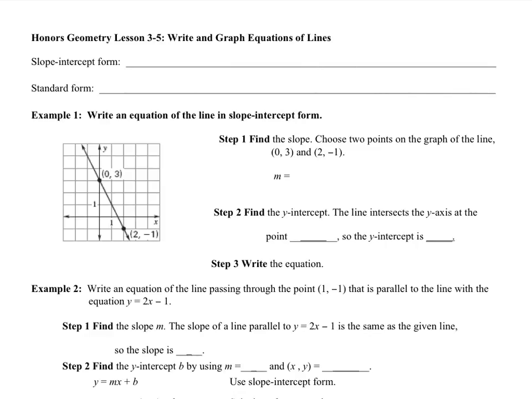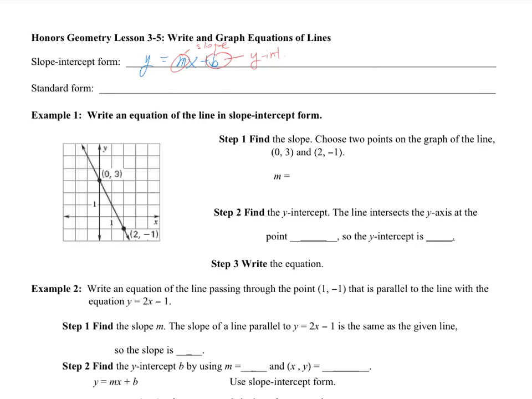Lesson 3.5, Write and graph equations of lines. Now this is another review of Algebra 1, but this will help you later on for coordinate geometry. So here, slope-intercept form, remember, is represented in the form y equals mx plus b, where m is the slope and b is the y-intercept.